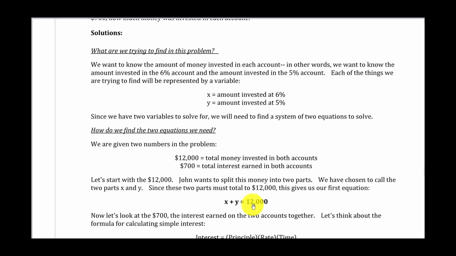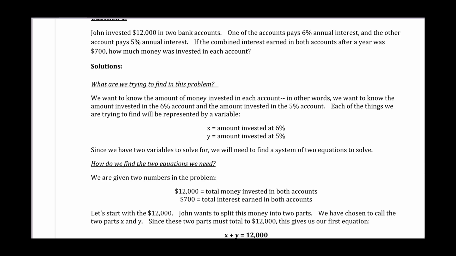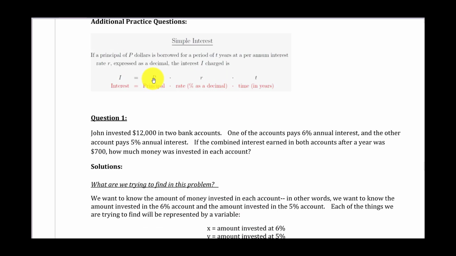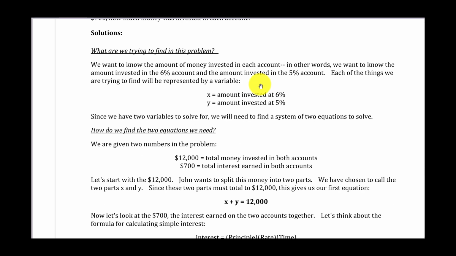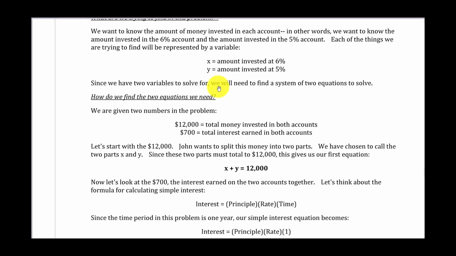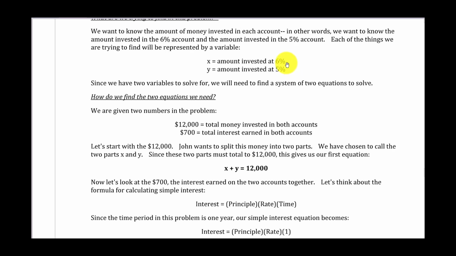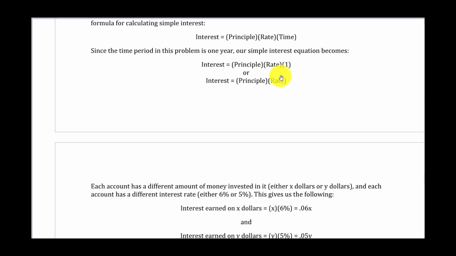Now, we need another equation to solve for x and y. We have to go back to the problem, and another detail they give you is that at the end of the year, he got $700 for the combined interest he earned in a year. We know that the interest is equal to the principal amount of money multiplied by the rate and the time t. And we have two different accounts here. The first one is the 6% and the second one is the 5% account.